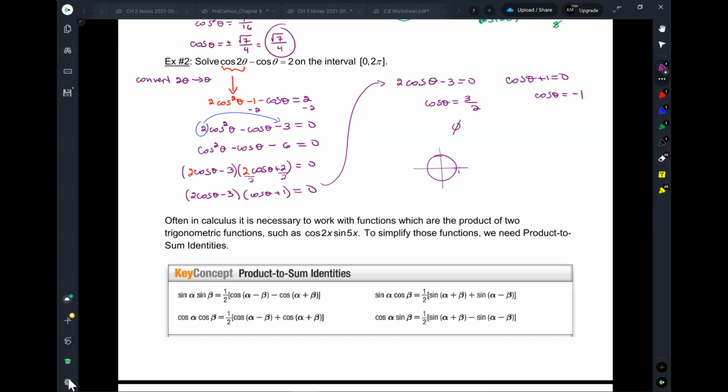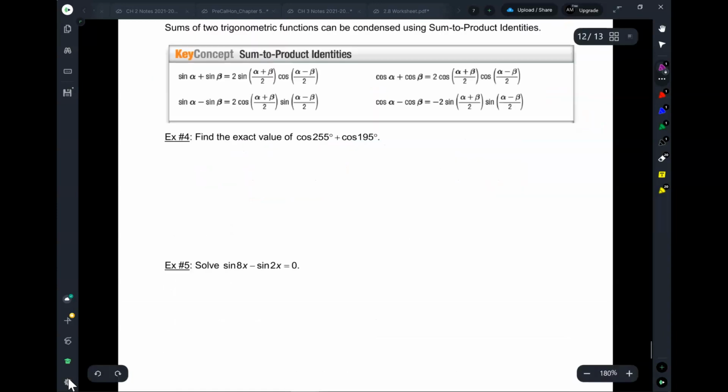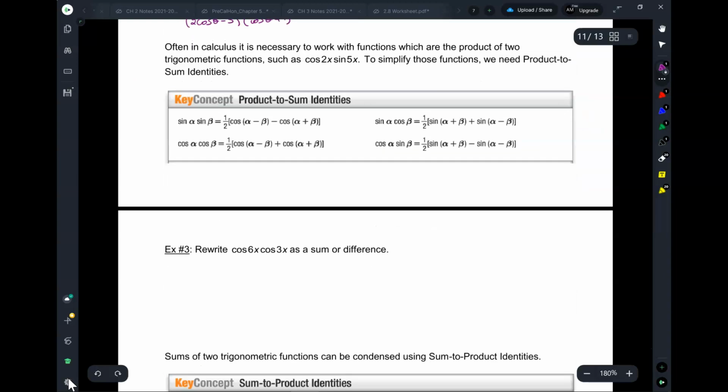So this is 1, 1, -1, -1. So here I want cosine, the x value, to be -1. Where here is cosine -1? X value here at pi. So x is pi. And that's it. X is pi. Lovely. Okay. Let's go to some more identities.